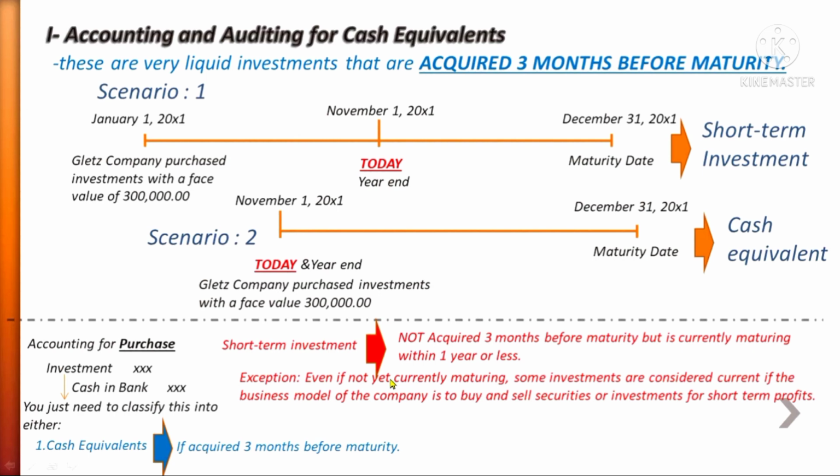Now, if you bought those types of securities, you bought those bonds with a maturity term of 10 years, for example, and shares, but your business model is to sell or transfer these transferable securities, because actually, these bonds and shares are transferable to other parties.